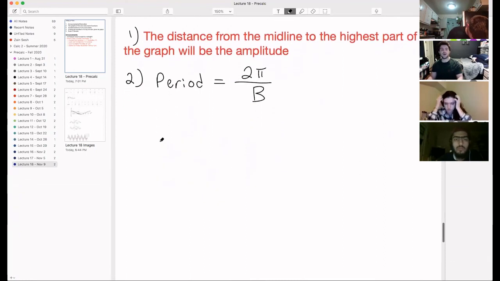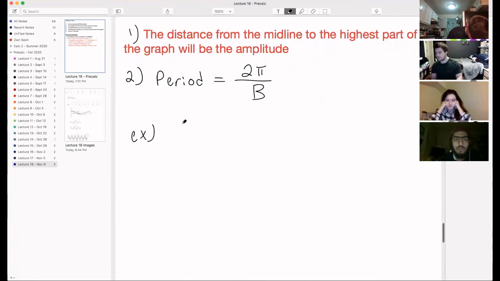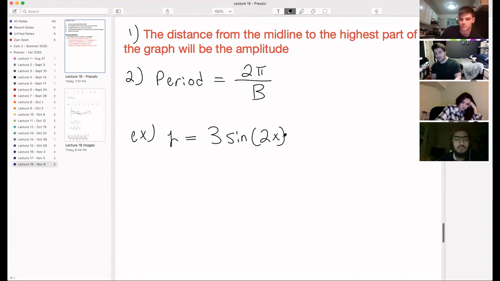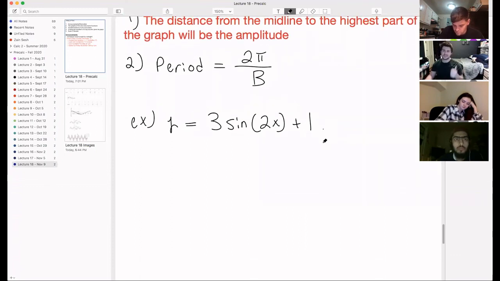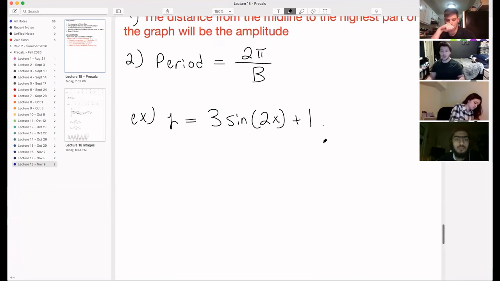All right, so here we go. Let's now look at a nice example. Let's look at y equals 3 times sine of 2x plus 1. What I want you to tell me is the amplitude, the midline, and the period. I'm giving you an algebraic formula for a function. Tell me its properties: the amplitude, midline, period, and phase shift if there is one.